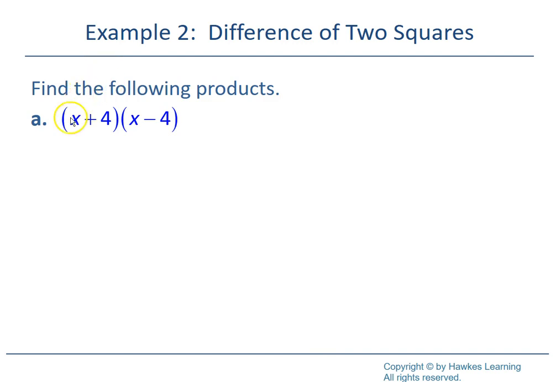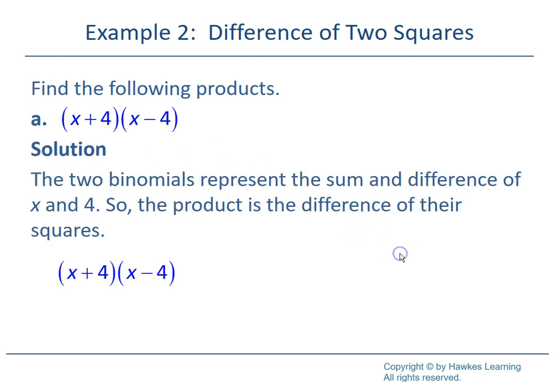So, do we have conjugates? Yes. So we don't have to worry about multiplying the outers and the inners. It's just x times x is x squared, negative 4 times, I should say positive first, times negative is a negative 16. Perfect squares.